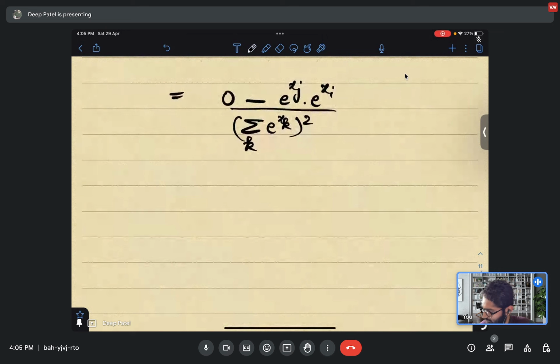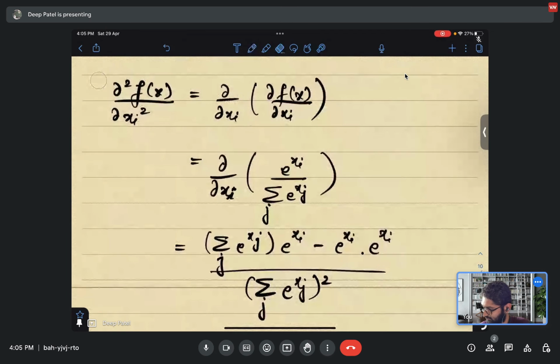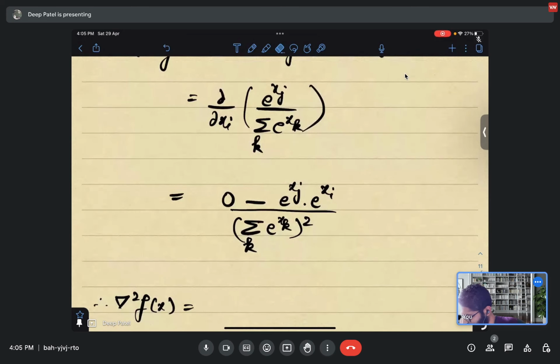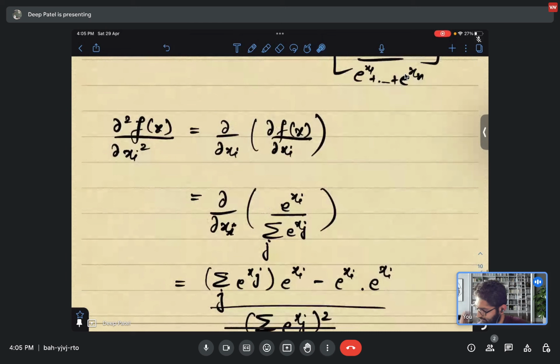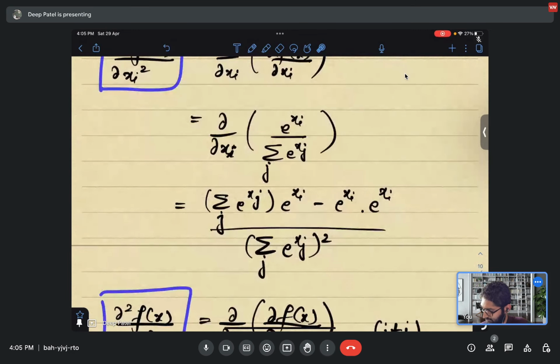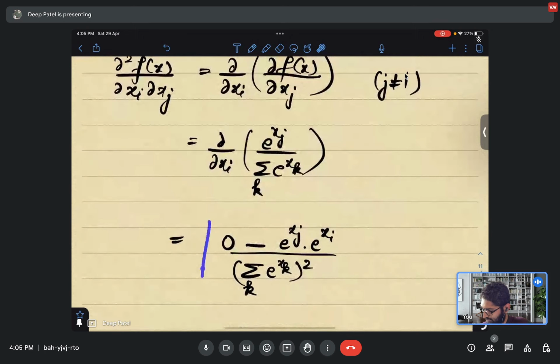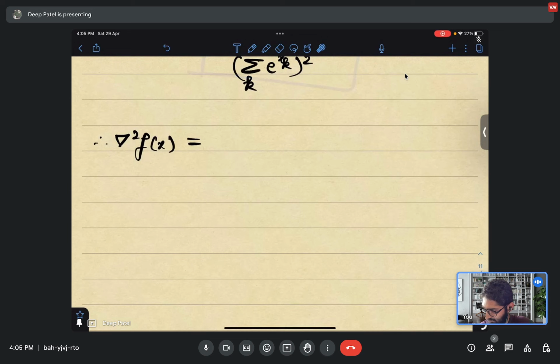Okay, so what do we have? What is the Hessian? Let me write it down. The diagonal entries are going to be these, the non-diagonal entries are going to be this. For each i, the diagonal entries look like this, and the non-diagonal entries look like this. So let's just write it down.